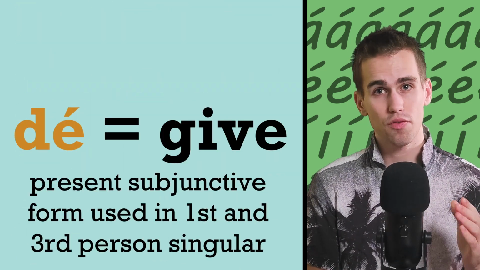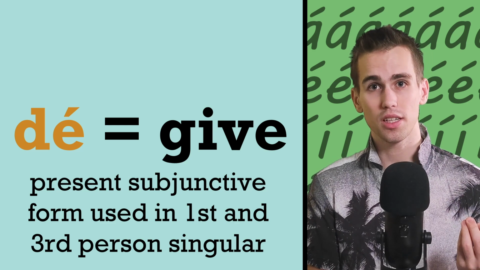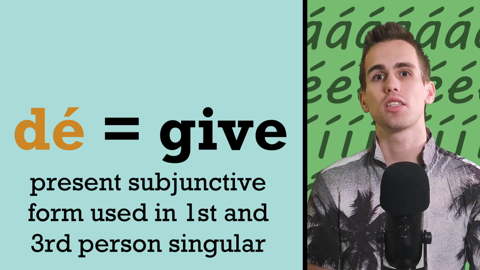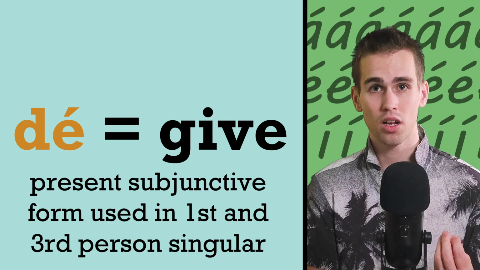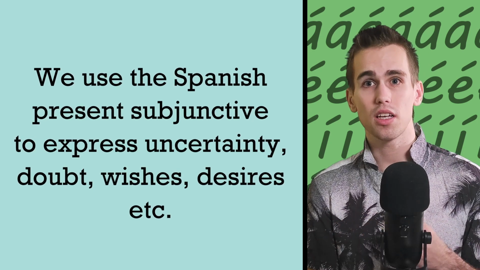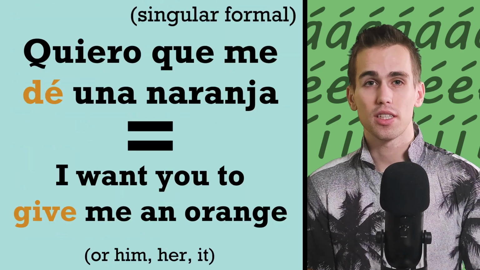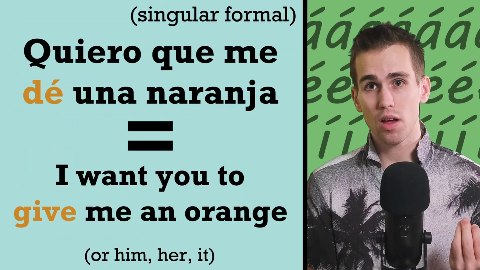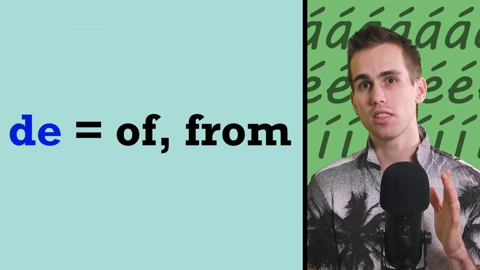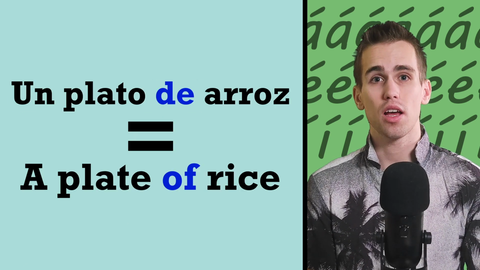Dé is also the first person singular, yo, and the third person singular, él, ella, usted, conjugation of the present subjunctive form for the verb dar. We use the Spanish present subjunctive to express uncertainty, doubt, wishes, desires, etc. For example, quiero que me dé una naranja. De without an accent mark means of or from. Un plato de arroz.